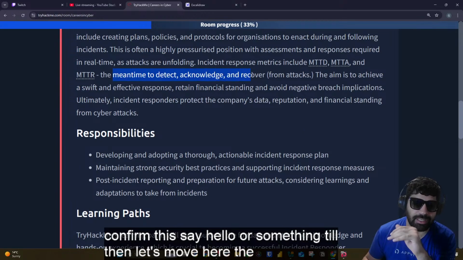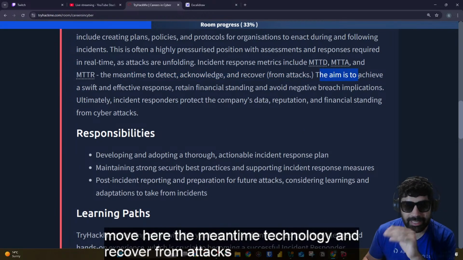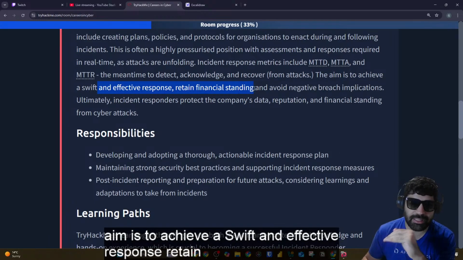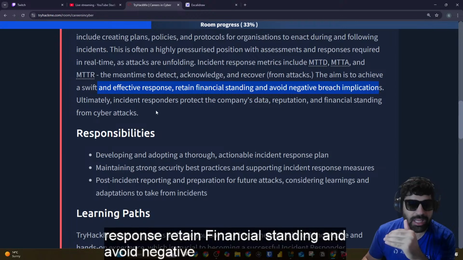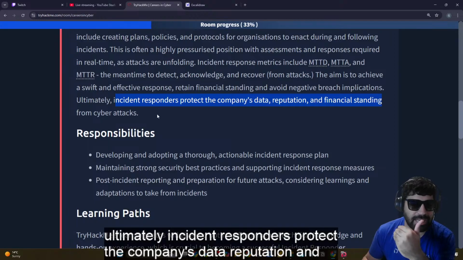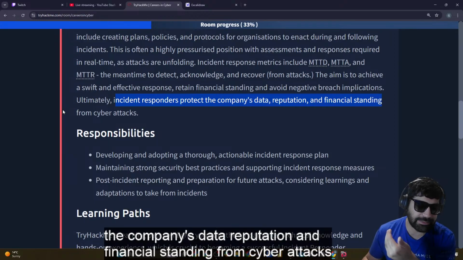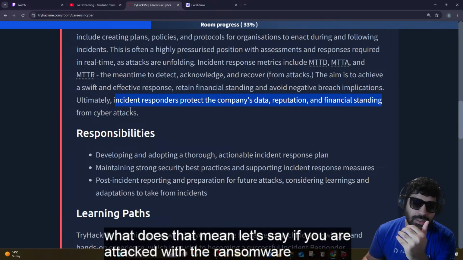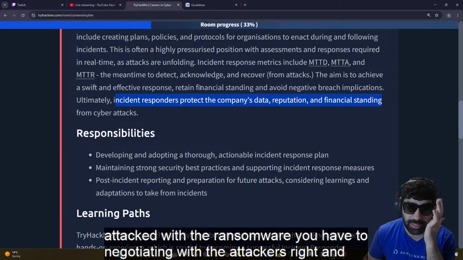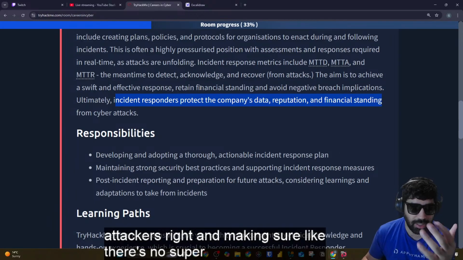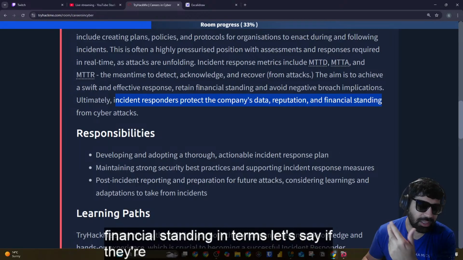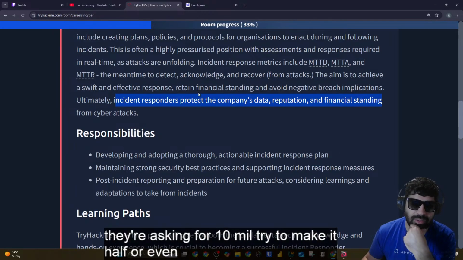The mean time to detect, acknowledge, and recover from attacks. The aim is to achieve a swift and effective response, retain financial standing, and avoid negative breach implications. Ultimately, incident responders protect the company's data, reputation, and financial standing from cyber attacks. What does that mean? Let's say you are attacked with ransomware, you have to negotiate with the attackers, right, and make sure there is not a lot of loss of financial standing. Let's say if they're asking for 10 mil, try to make it half or even 1 mil, right? All those types of things.